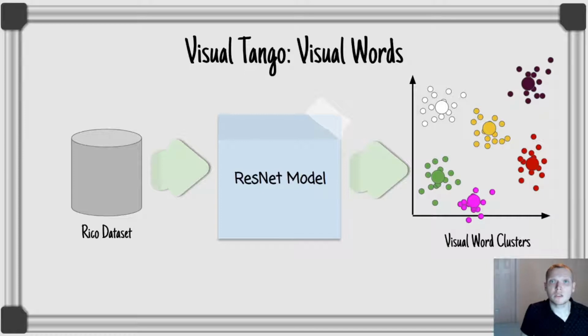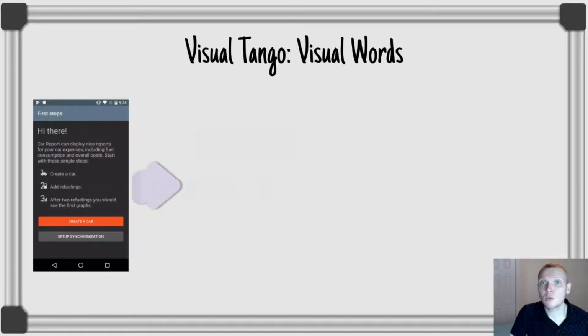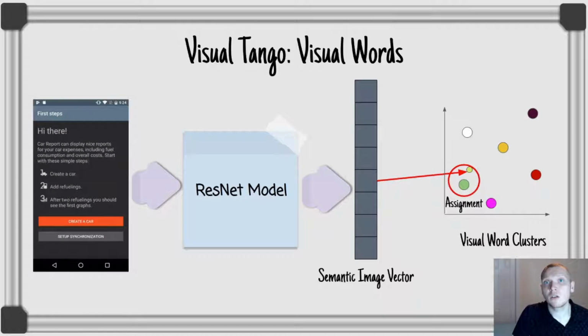The centroids of these clusters are considered the visual words for our approach. With these clusters, we can now take a screenshot, pass it through our model to get its semantic vector representation, and then assign it to the closest visual word.